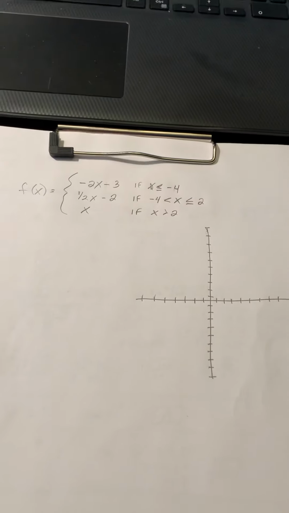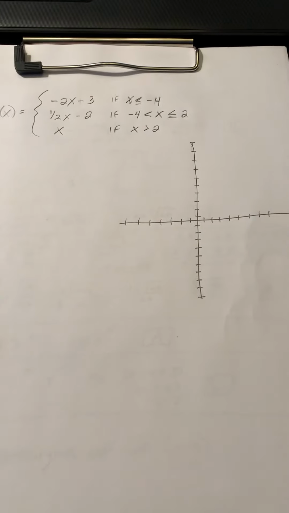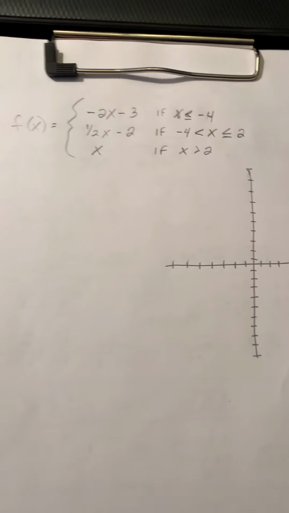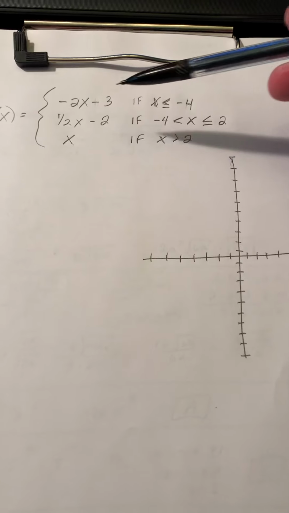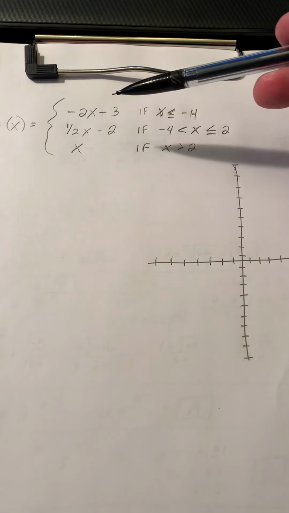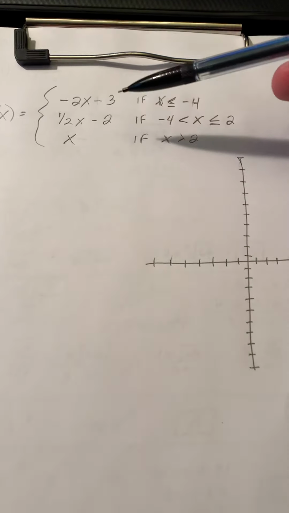Here's a short video of how, again, to graph a piecewise function. The function I'm giving you is written in front of me: f of x equals negative 2x minus 3 if x is less than or equal to negative 4, half x minus 2 if x is between negative 4 and 2, and just x if x is greater than 2.